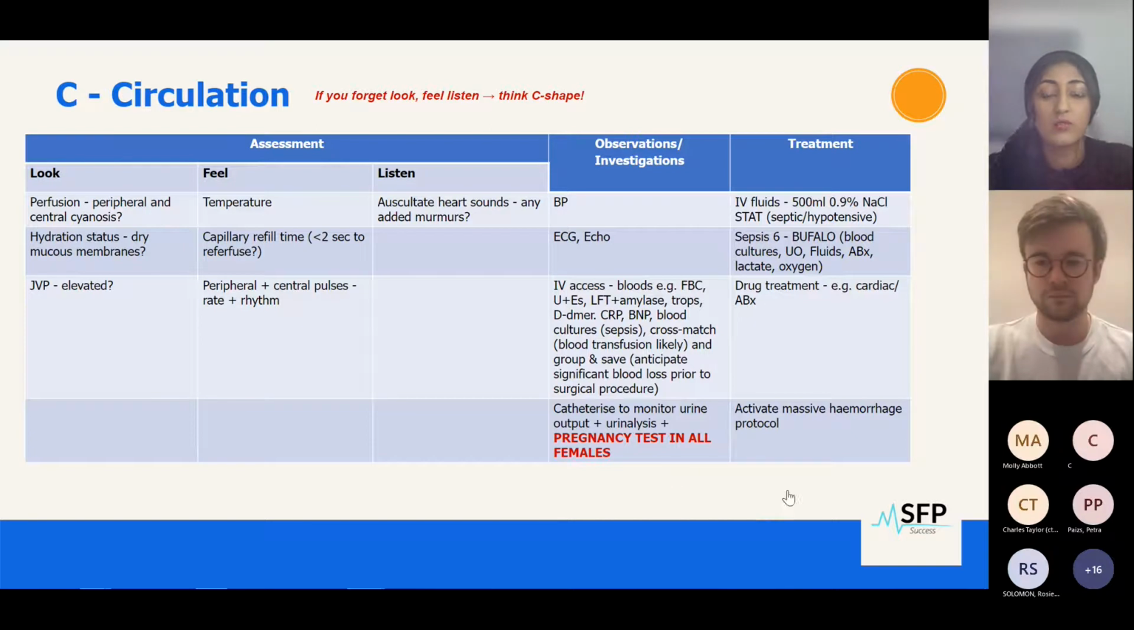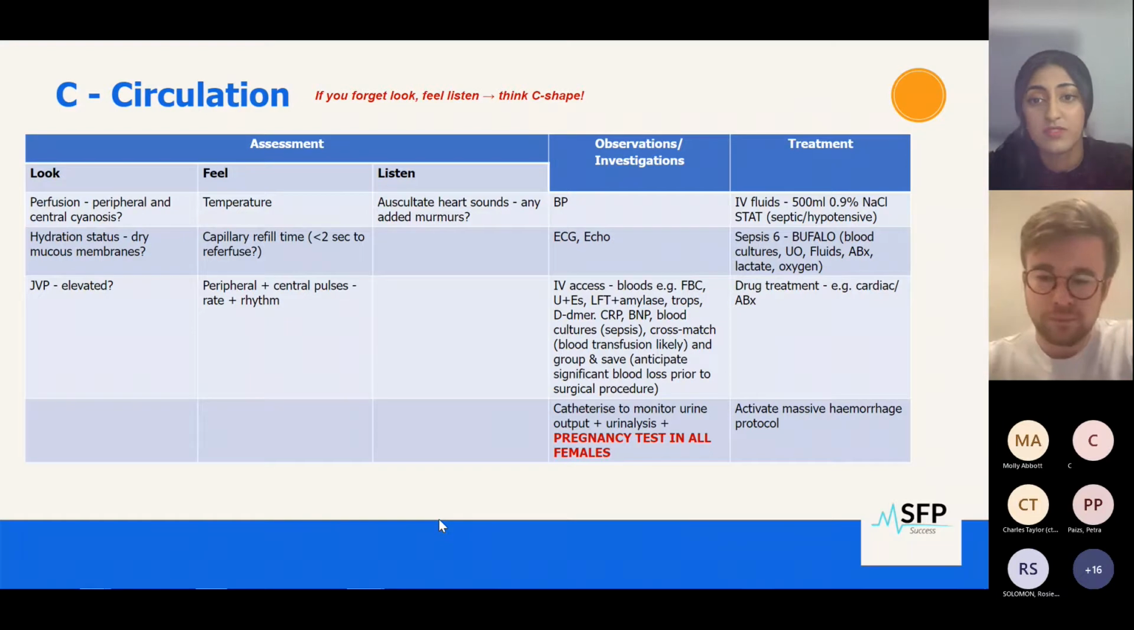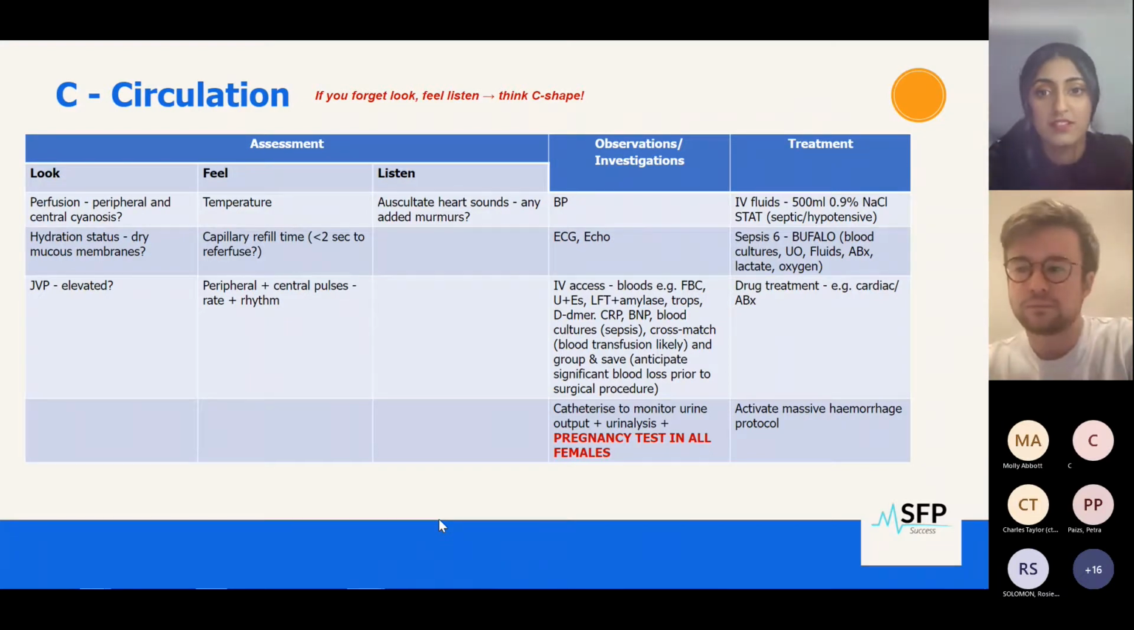During C as well, that's the stage where you would be considering doing your sepsis 6 if it's indicated. So don't just do it for anyone, but if, let's say, the patient had a temperature at this point, a low blood pressure, those sort of things, then that's when you would do your sepsis 6, which I've just listed there. So the blood cultures would have been taken with the bloods that you've just done.